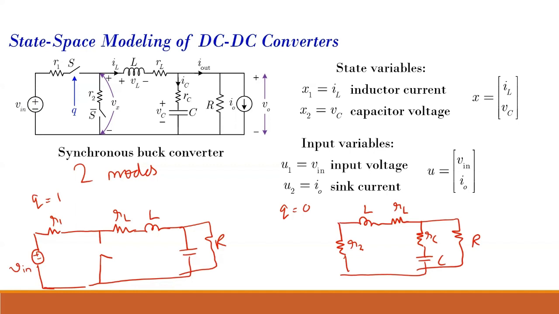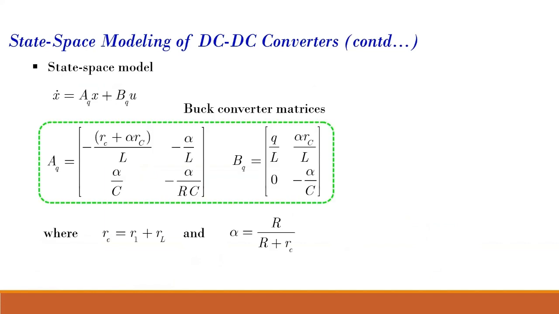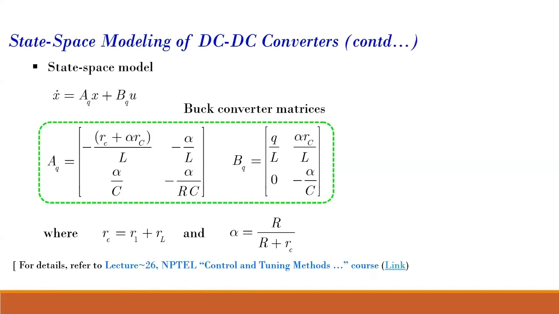So when there are two different circuits, we get two different state space models. We get two different matrices. So the state space model is x dot, the derivative, is equal to AQ into x plus BQ into U. For the buck converter, it is given in this form. Okay. If you want to refer to details, you can find how it is generated, but it is of this form. So my x dot is equal to AQ x plus BQ into U.